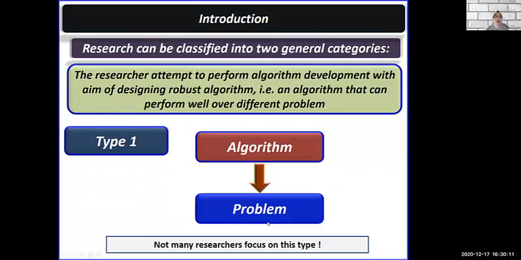So research can be classified into two general categories. The researcher attempt to perform algorithm development with aim of designing robust algorithm, that is, algorithm that can perform well over different problems. So this is called type 1. So we start with the algorithm and then we solve the algorithm on different problems. But not many researchers focus on this type.